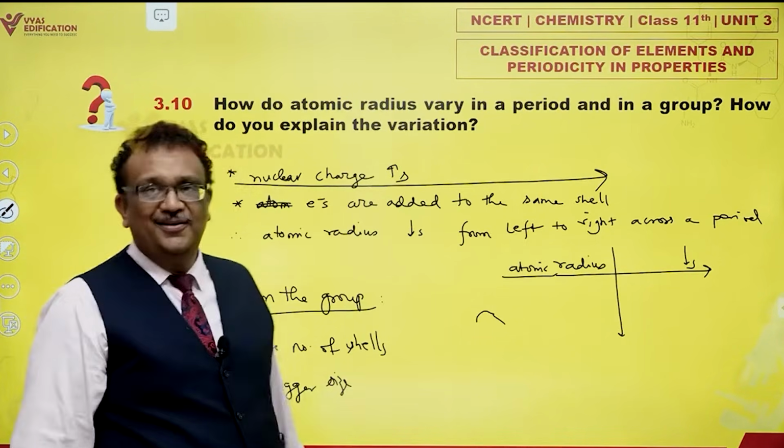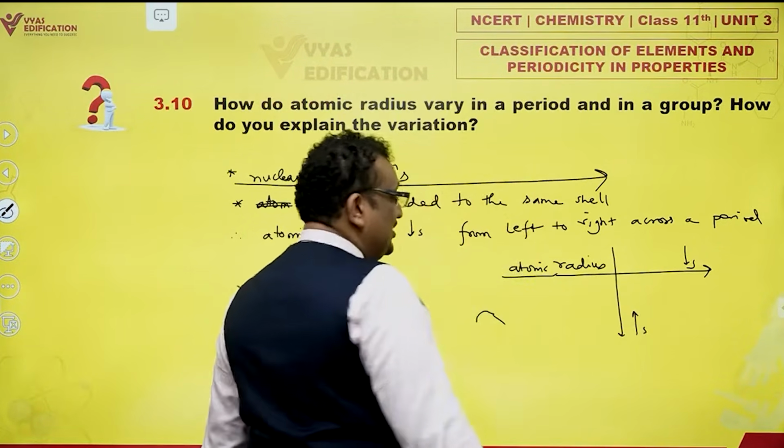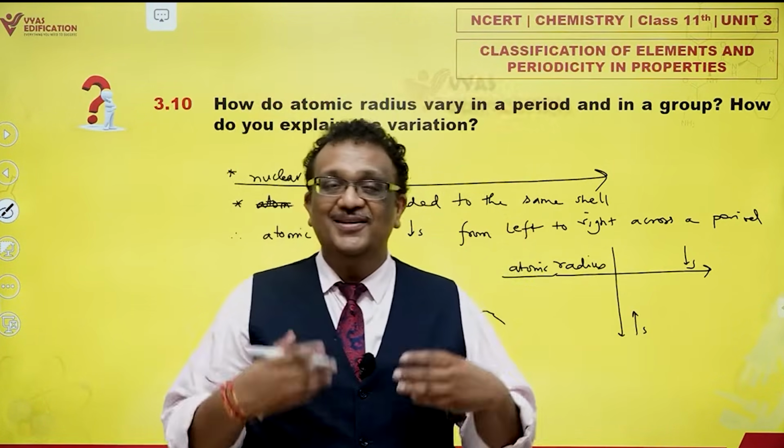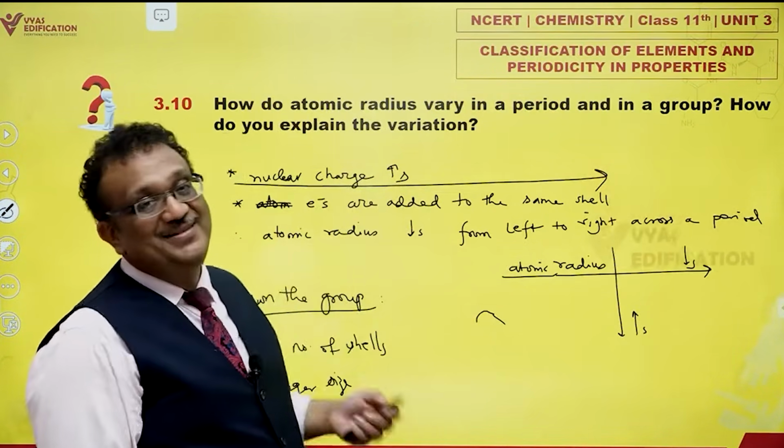More number of shells, bigger size. So down the group, atomic radius increases, and across the period, atomic radius decreases. This is the periodic trend along with the reason.